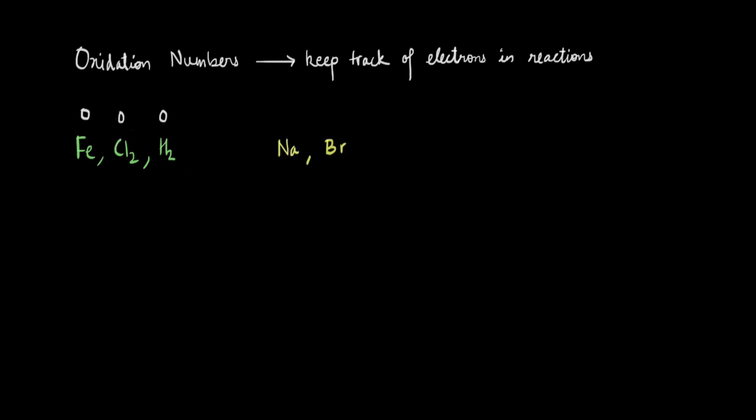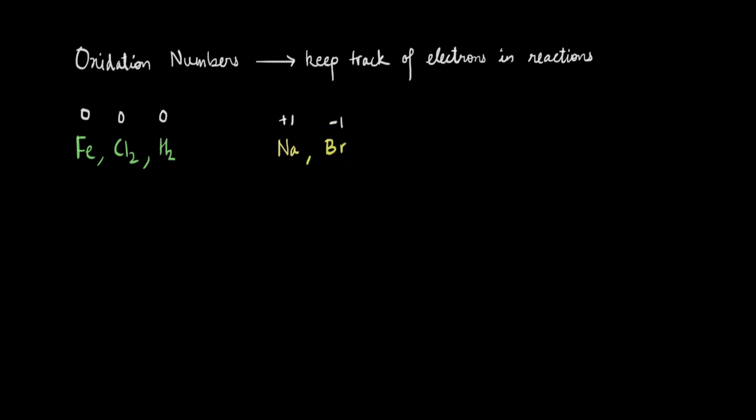So the idea is, if there is a free species in the reaction, its oxidation number is going to be zero. Next, if we have monoatomic species, like this sodium or this bromine, the oxidation numbers in both of these cases will be equal to the charge on these atoms. In the case of sodium, it loses an electron to get to a charge of plus one, so the oxidation state of sodium is plus one. Similarly, in reactions, bromine usually gains electrons, so the charge on bromine is negative one, and so the oxidation number of bromine is negative one.